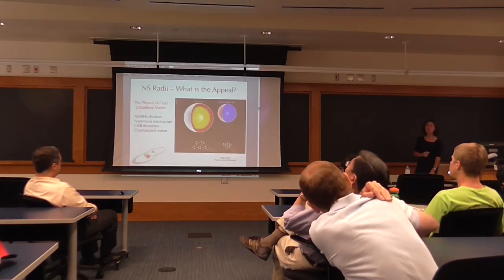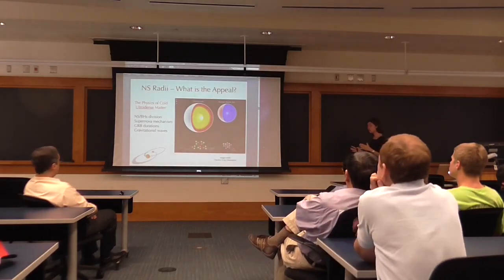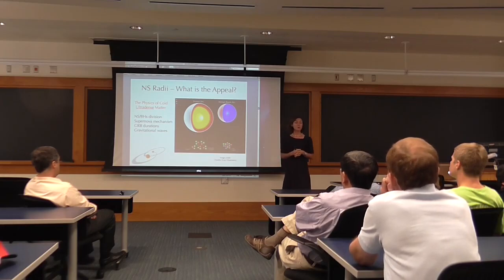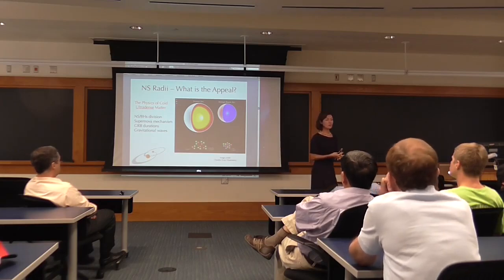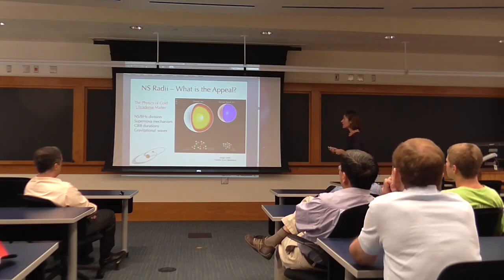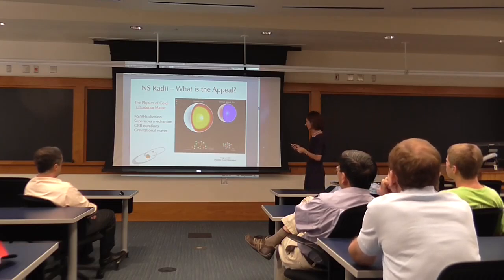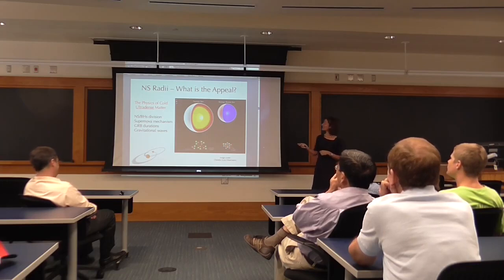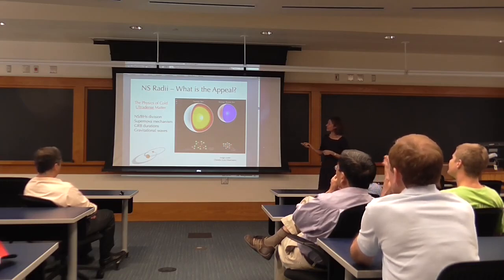Okay, so let me move on to the second half, which is neutron star radii. How do we get a handle on neutron star radii? What are they good for, and what do we know so far? I'm sorry, the PowerPoint thinks ultra dense is misspelled here, so that's why it's underlined.